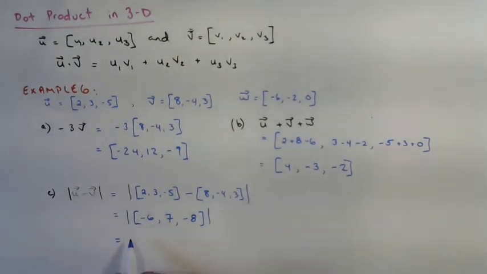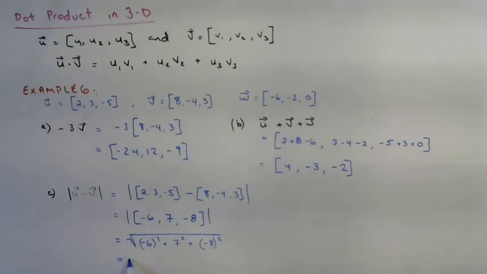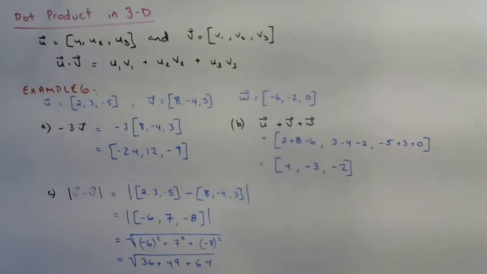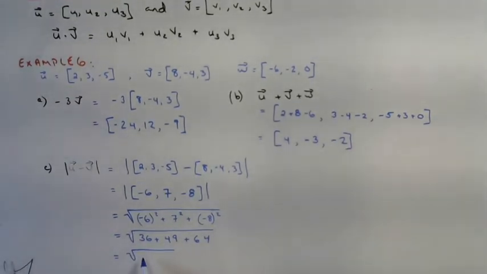And now to find the magnitude of that, a squared plus b squared plus c squared, the square root of that. We've got 36 plus 49 plus 64, and that's going to be radical 149. That is the magnitude of the difference vector u minus v.